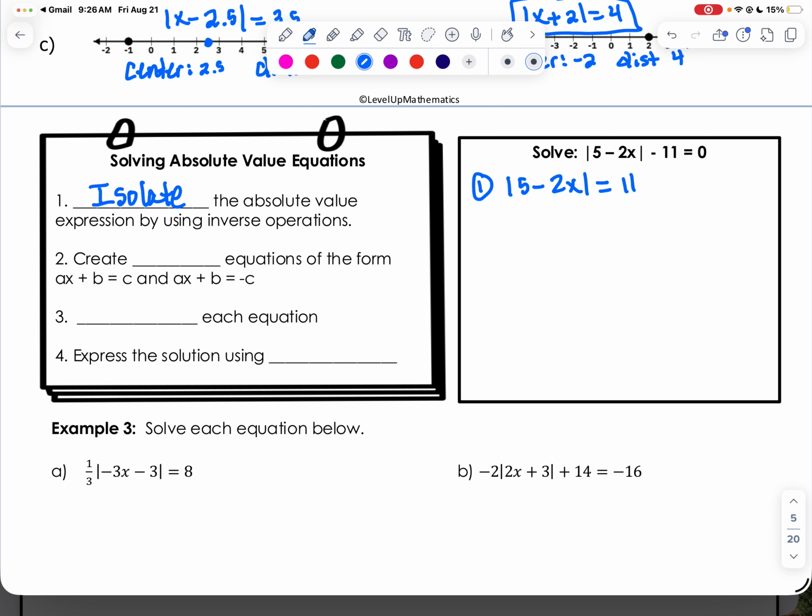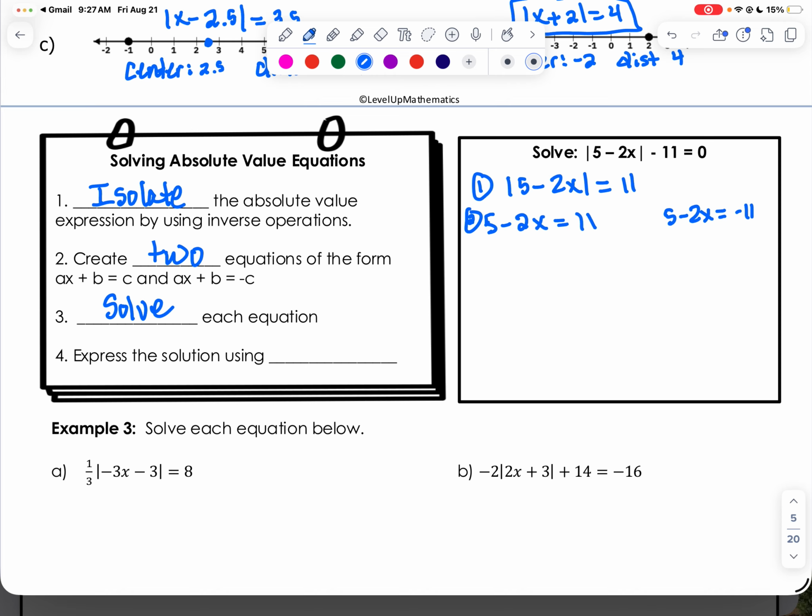All right, step 2, create two equations of the form ax plus b equals c and ax plus b equals opposite c. So I'll do that now. Step 2, 5 minus 2x equals 11. And 5 minus 2x equals the opposite of 11, or negative 11. Step 3, solve each individual equation.